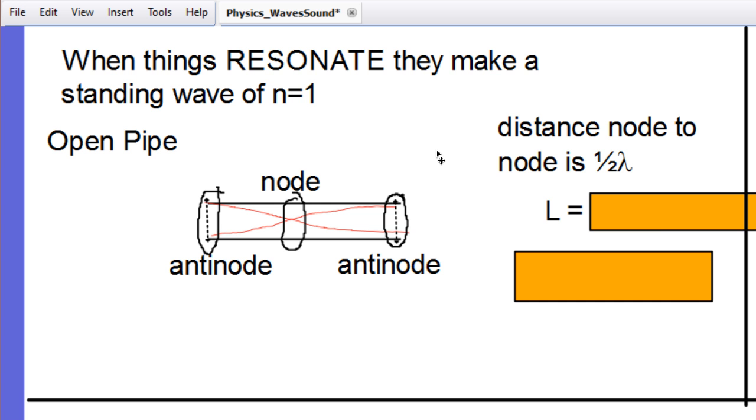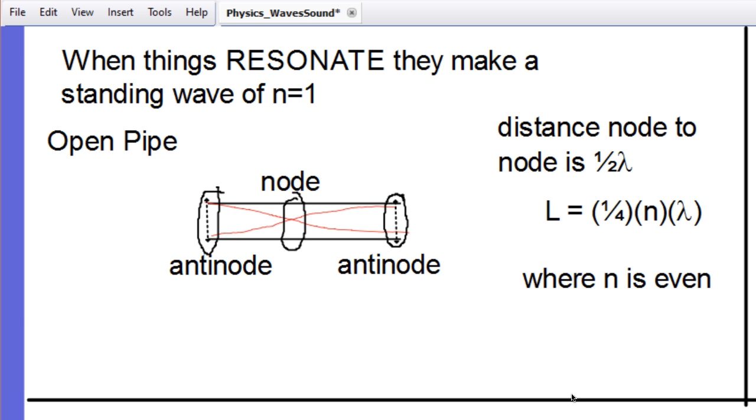Length equals, it's related to 1/4 of a wavelength, where n is always an even number. So, I mean, you can use the exact same equation as for a string. It will give you the right answer. But for reasons that you will see shortly, I prefer if you use this equation. If you have an open pipe like a trumpet, the notes that it will play is related to the length of the pipe.